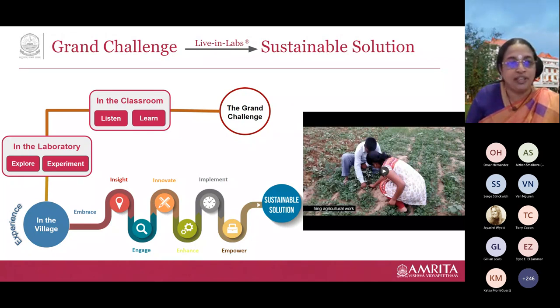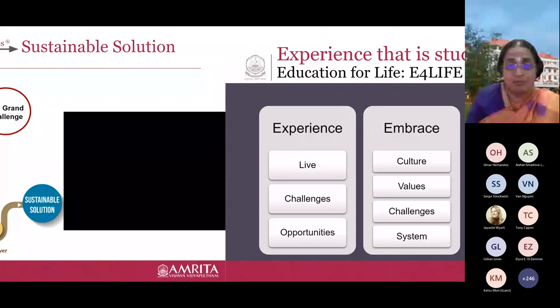So each and every student in the university gets the opportunity to listen to the grand challenges in the classroom, experiment with these in the laboratories, and experience them in the village. While they are in the village, they get the opportunity to embrace the culture and get the insights, engage in the activities with the villagers and the communities, innovate and enhance, and thus empower, building the sustainable solutions.